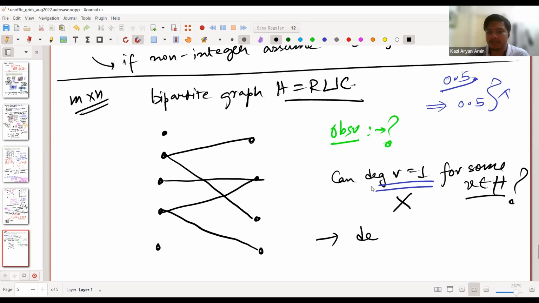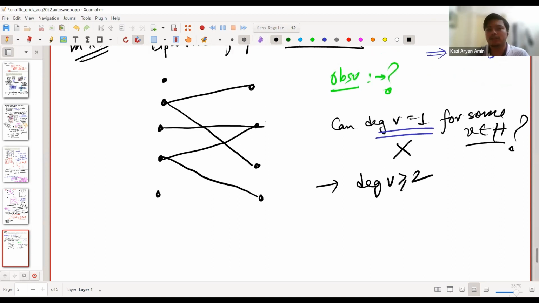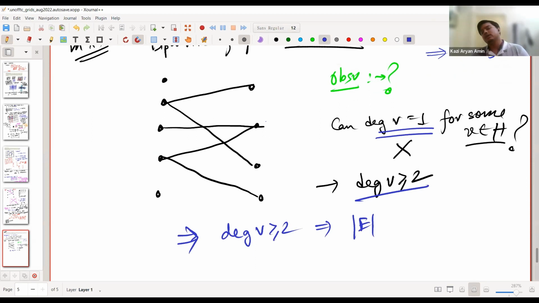So this basically means that degree v is at least 2 for all the vertices of the cycle, right? So what does this mean? If degree v is at least 2, what does this tell you about the number of edges? The number of edges is at least how many? What if degree v equals to 0? We don't care about it in that case. Okay, so this is kind of the trivial case.